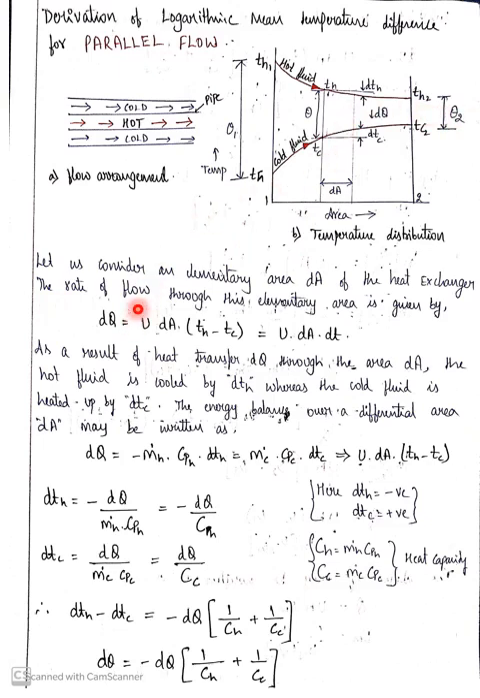So now let us consider the elemental area of the heat exchanger. The rate of heat flow through this elemental area is given by dQ equals U dA delta T, where U is the overall heat transfer coefficient. We will take the temperature difference at that particular point, hence Th minus Tc. As a result of heat exchange dQ through the area dA, the hot fluid is cooled by dTh.